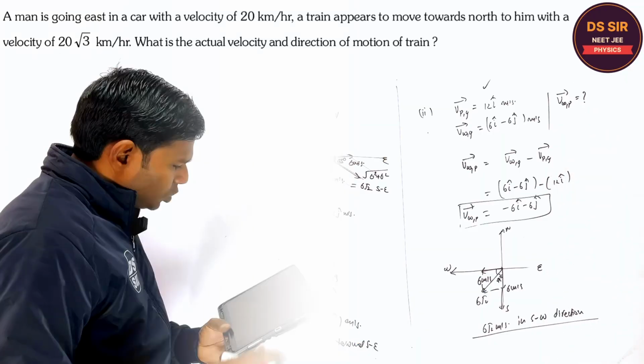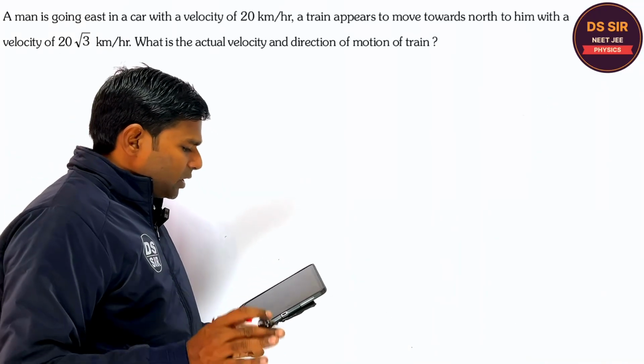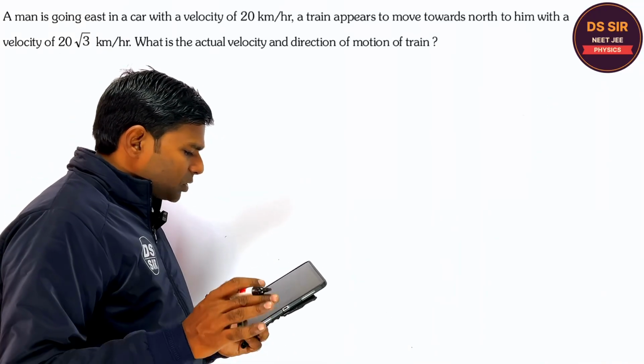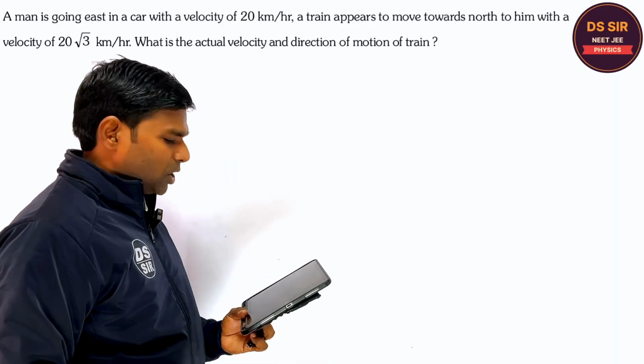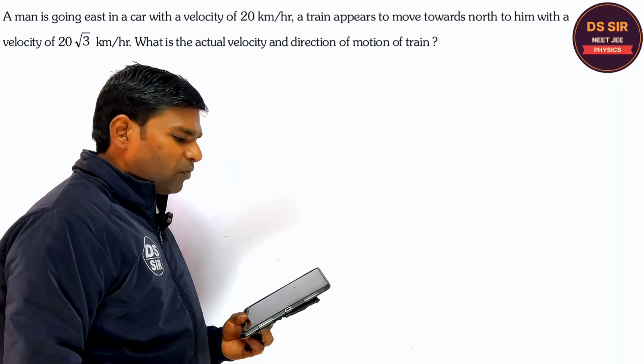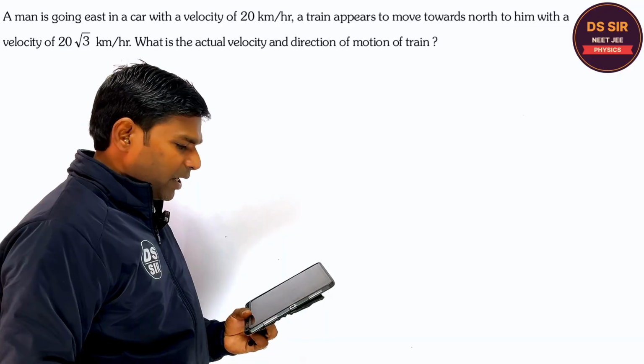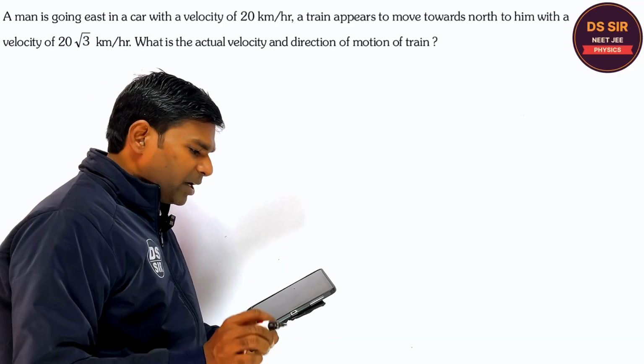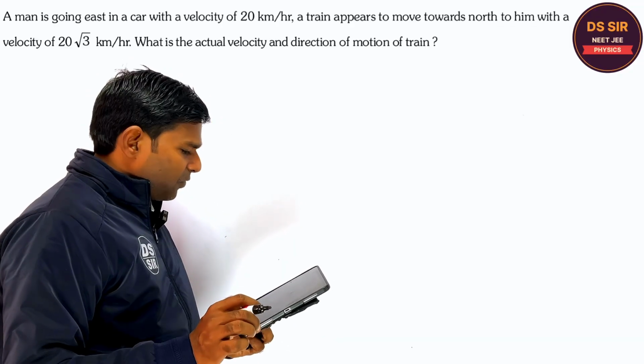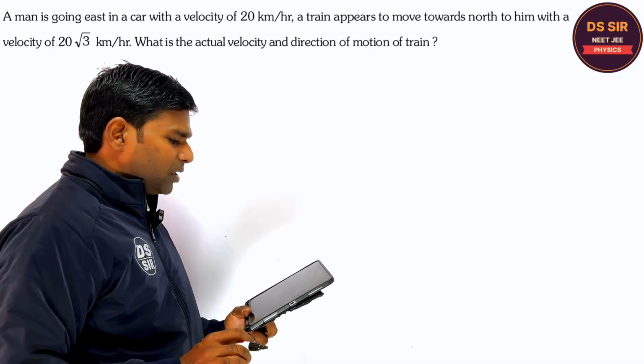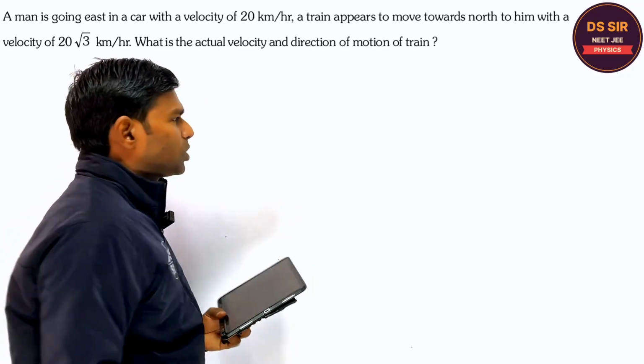Copy this. So one more question we will do. In this question, a man is going towards east in a car with velocity 20 km per hour, and a train appears to move towards north to him, with a velocity 20 root 3 km per hour. What is the actual velocity and direction of the motion of the train?